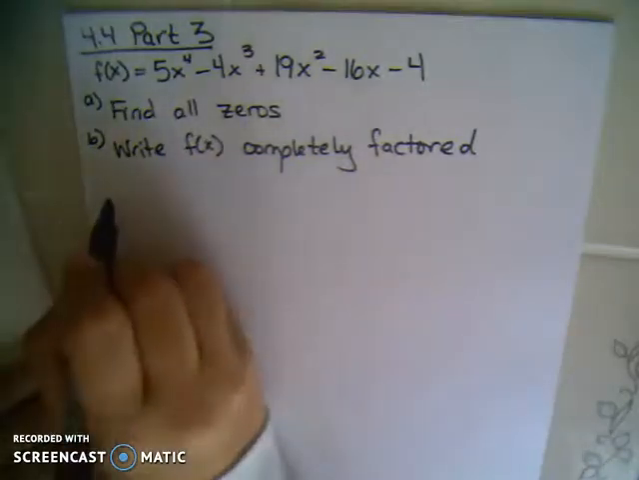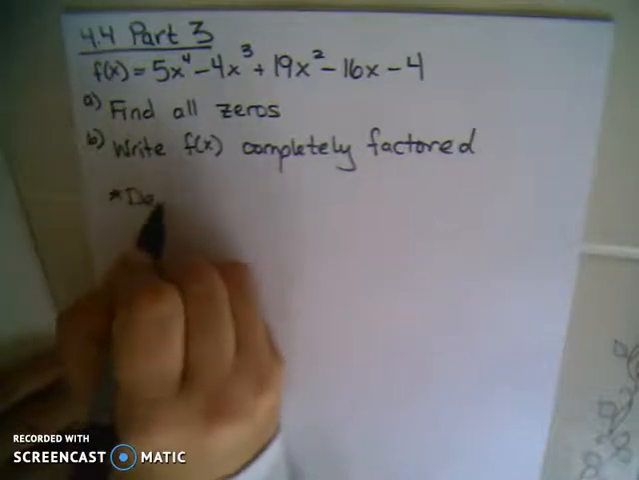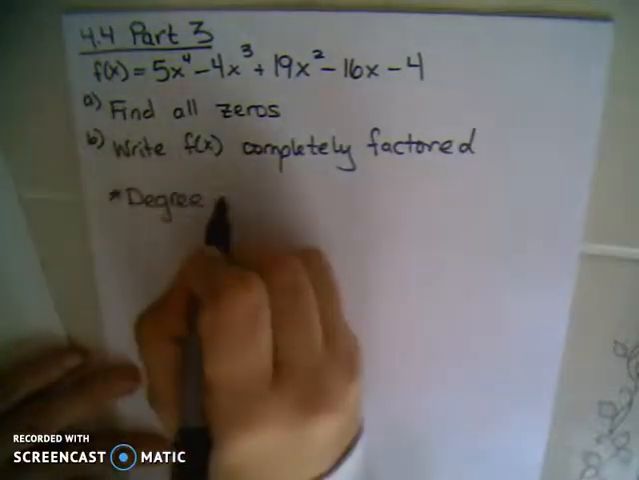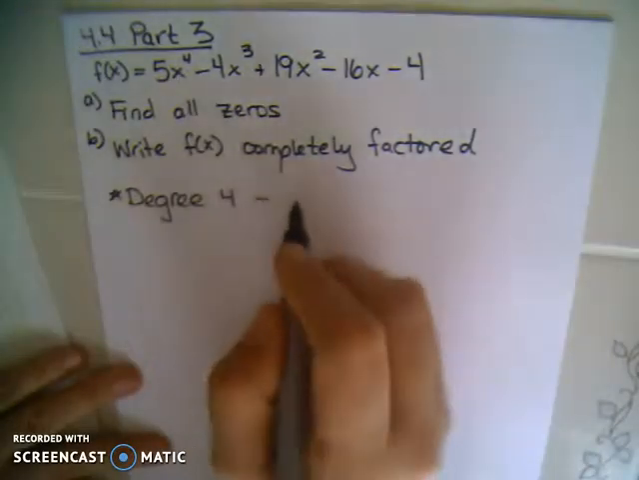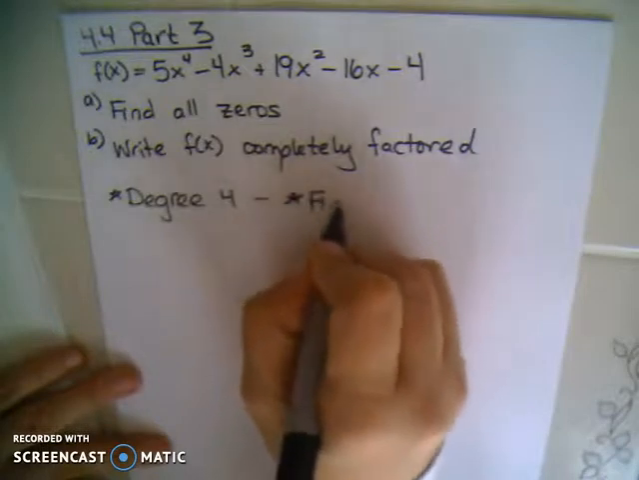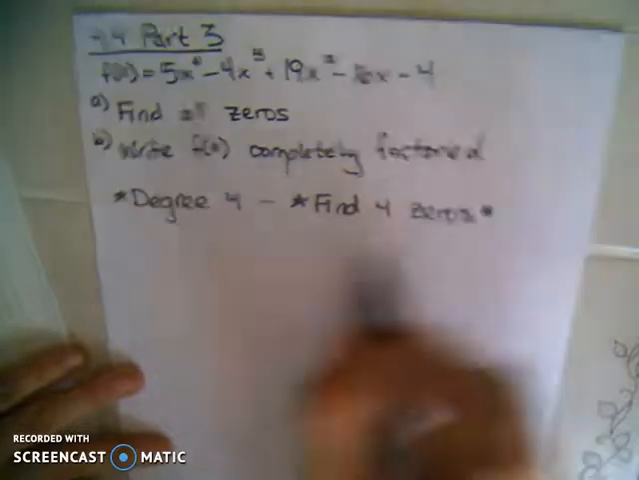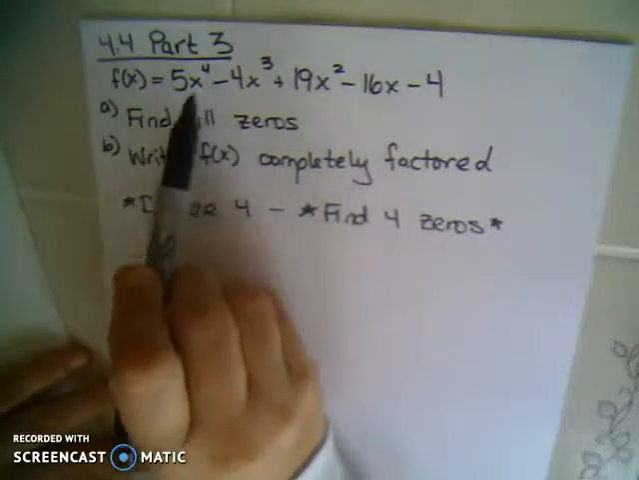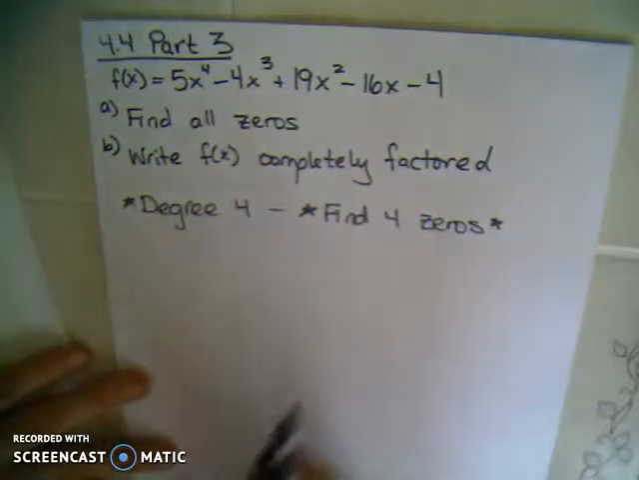One thing that is important to note at the very beginning is this polynomial has degree 4. Remember, the degree is the biggest exponent. Degree 4 means we need to find 4 zeros. Whatever that degree is for your polynomial, that's how many zeros there are to find. So we need to find a total of 4 zeros.